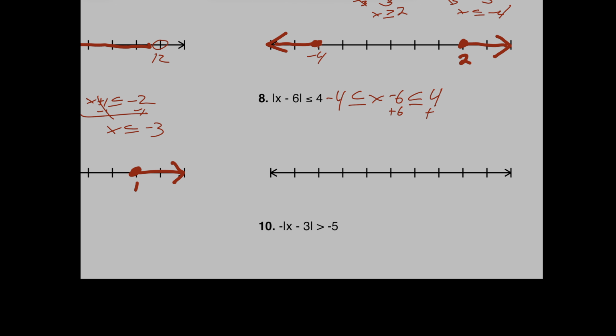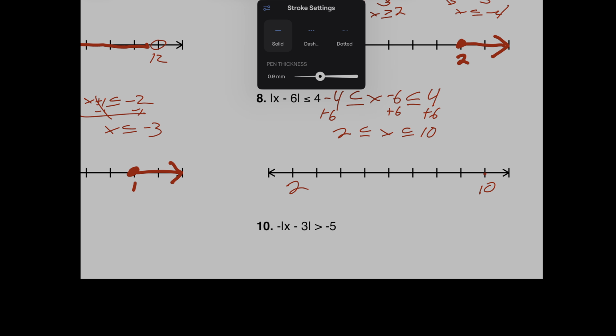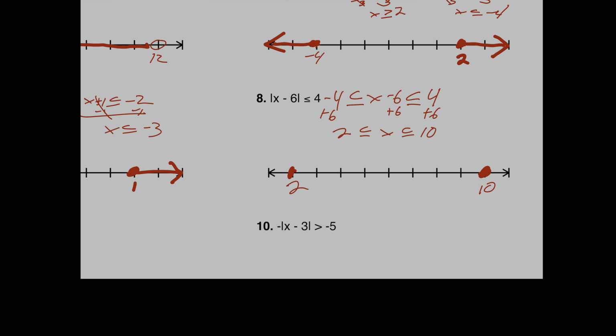Okay, I'm going to add 6 to both sides. And this is going to be 2 is less than or equal to x is less than or equal to 10. So I'm going to call him 2, and 2, 3, 4, 5, 6, 7, 8, 9. Hey, it fits. And there we go. All right. So now they both have equal signs, so they both get full-blown dots. Okay. And it's an innie, so we do the inside.